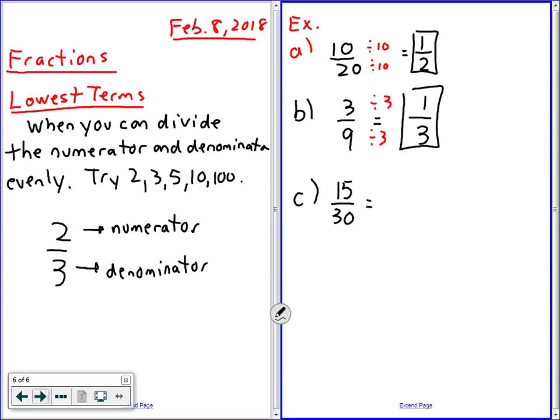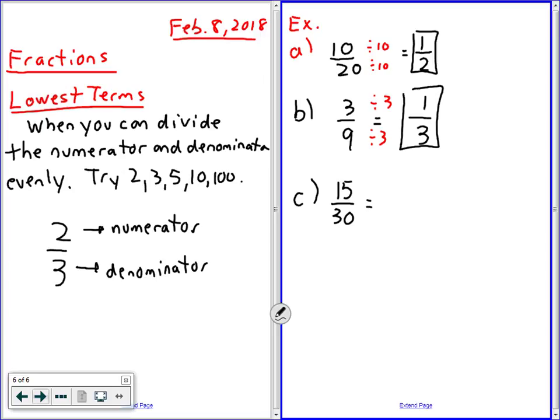Always do. Okay, so 15 out of 30, this is a big tricky one. Can we divide 15 and 30 by 2? Does 15 and 30 both divide by 2? Now I see some people looking at them and they don't know, okay? No. Okay, is 15 divisible by 2? How do you know instantly 15 doesn't divide by 2? It's an odd number, it's not even.